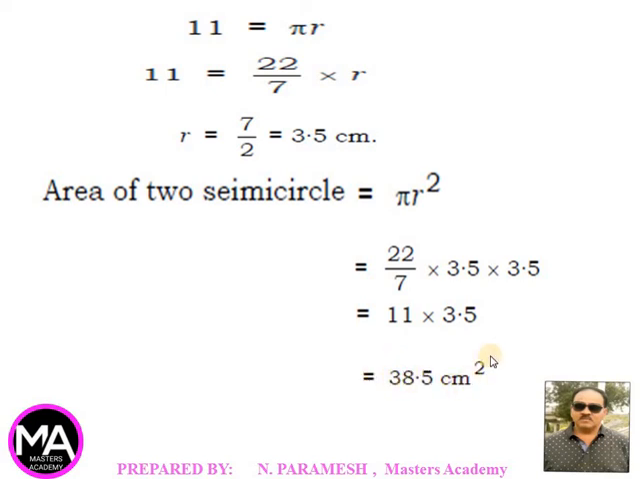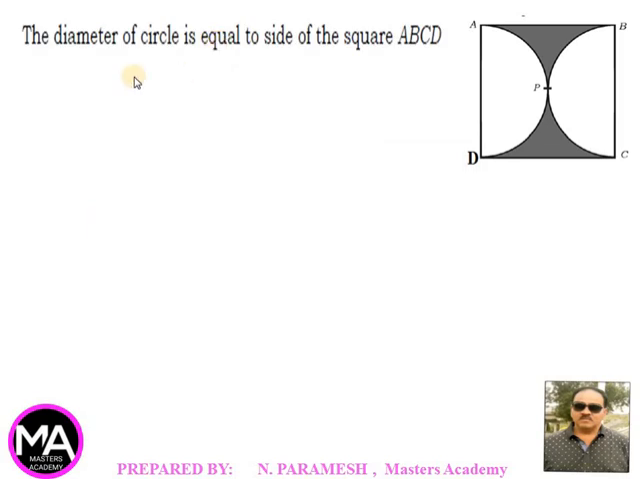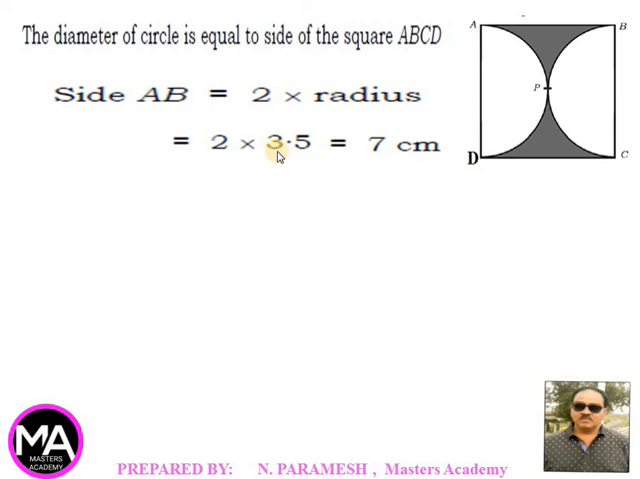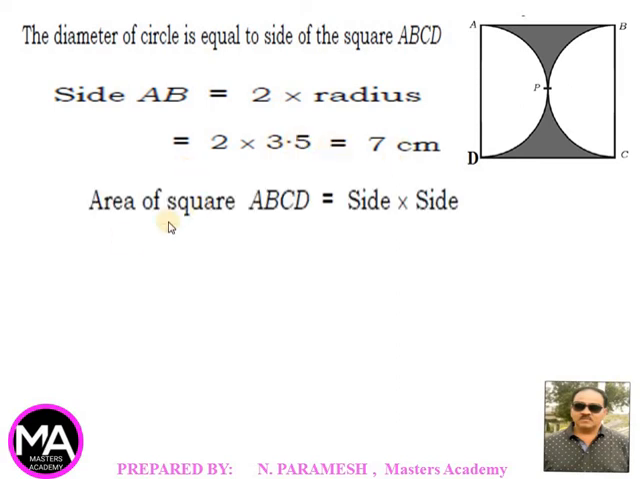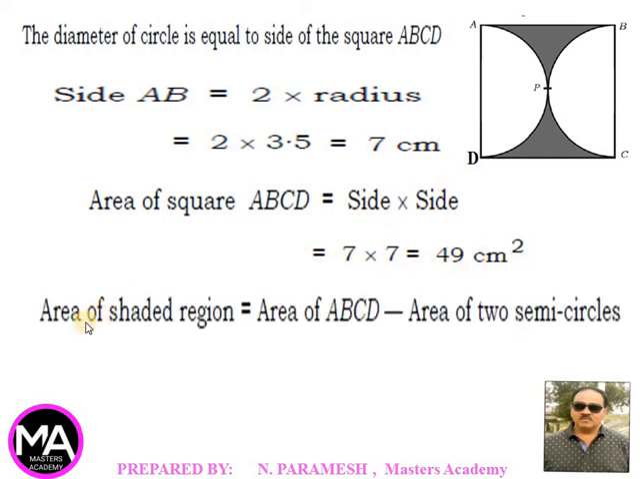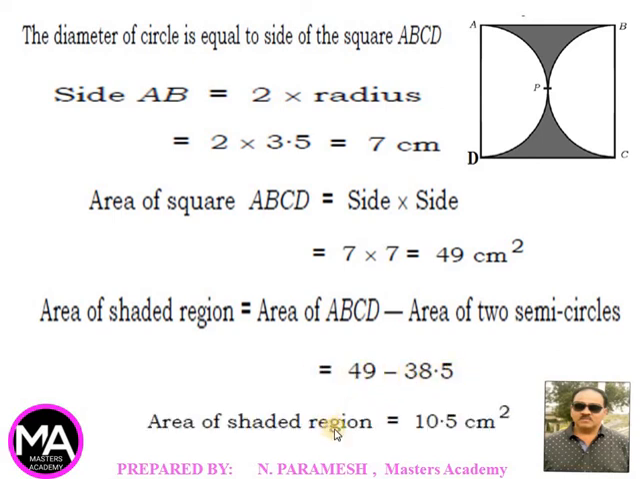38.5 centimeter square. The diameter of a circle is equal to the side of the square ABCD. Side AB is equal to 2 into radius is equal to 2 into 3.5 is equal to 7 centimeter. Area of square ABCD is equal to side square is equal to 7 into 7 is equal to 49 centimeter square. Area of the shaded region is equal to area of ABCD minus area of two semicircles. Substituting the values, it is equal to 49 minus 38.5 is equal to 10.5 centimeter square.